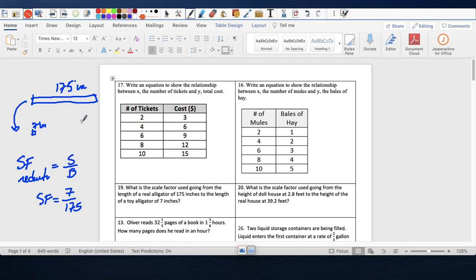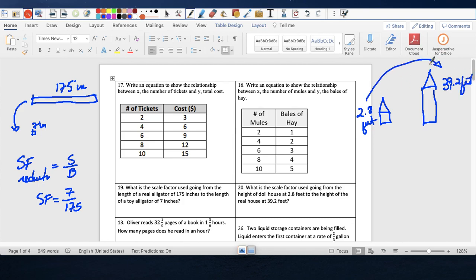Also remember, if it's a reduction, our scale factor is going to be a number less than 1. Okay, so we have the height of the real house. We have a dollhouse, and the height is 2.8 feet. And the real house, which that's modeled after, is 32.2 feet.